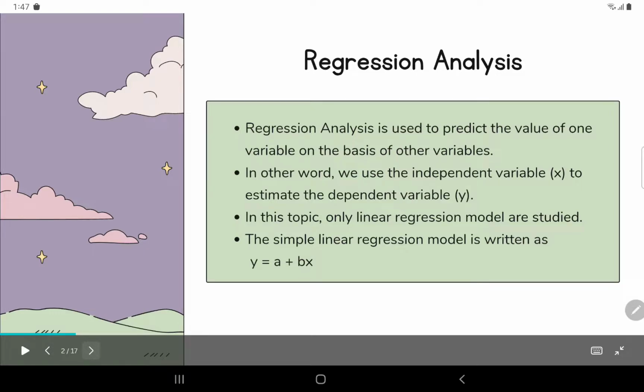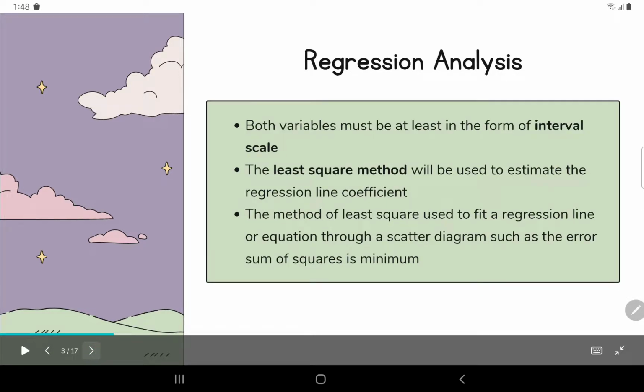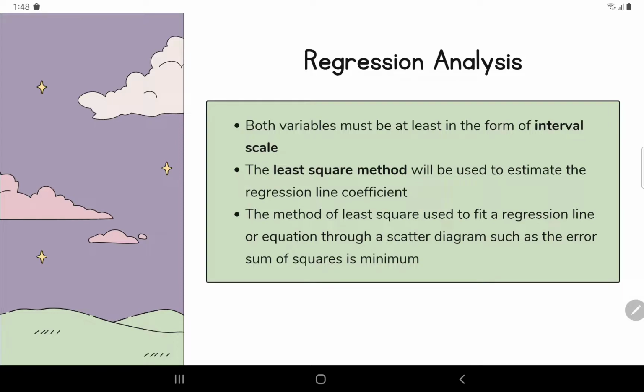So in this topic we want to study the linear regression model, which is written as y equal to a plus bx. Both variables x and y must be at least in the form of interval scale. Okay, interval scale. And the least square method will be used to estimate the regression line coefficients.